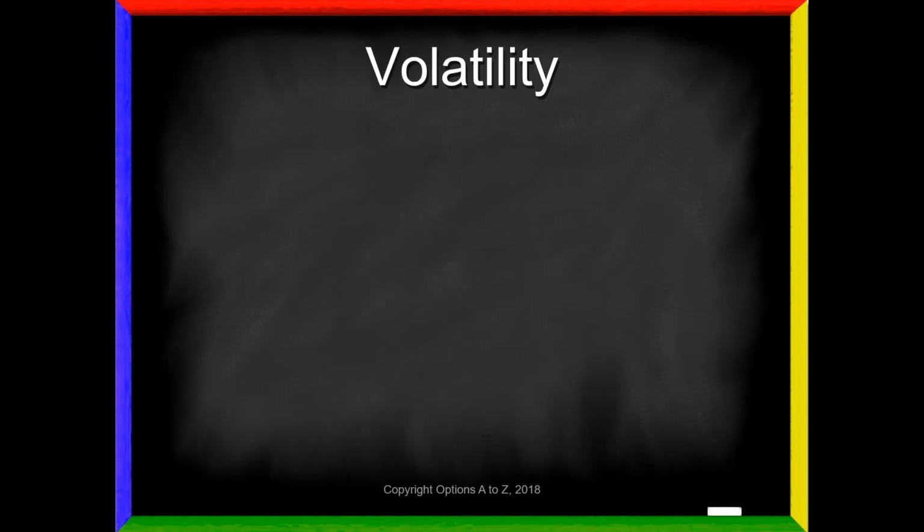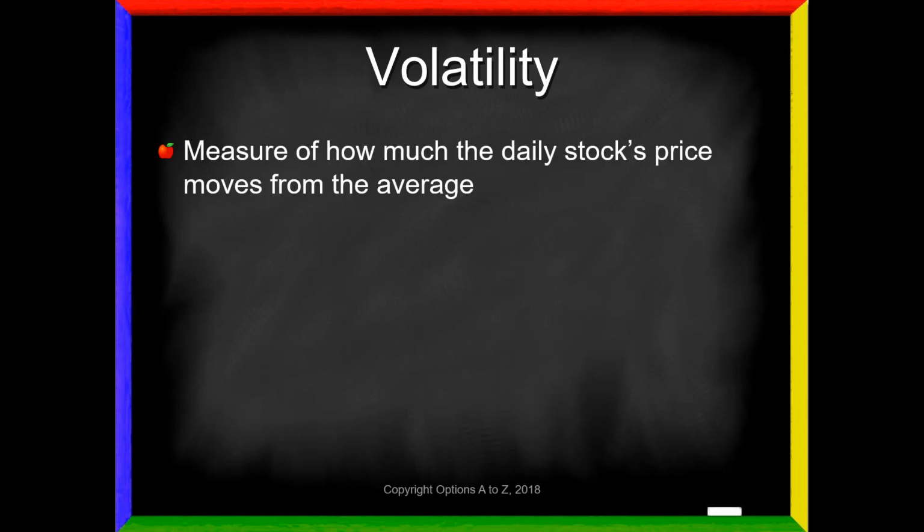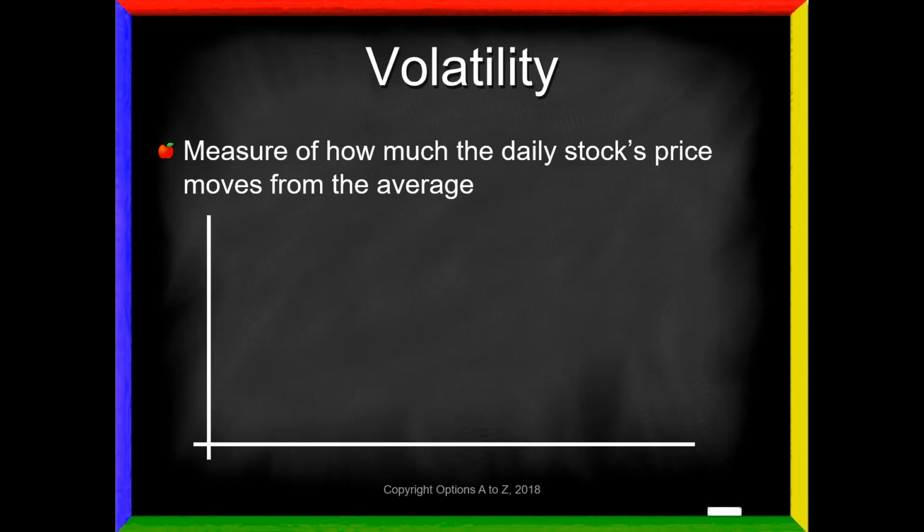So volatility is a mathematical concept. It's just a calculation. And loosely speaking, it is the measure of how much the daily stock's price moves from the average. It's a very general definition. It's not perfect, but it's even more than that. So let's say that this is our stock price chart down here, and here's the average price. Maybe it's trading at 100.